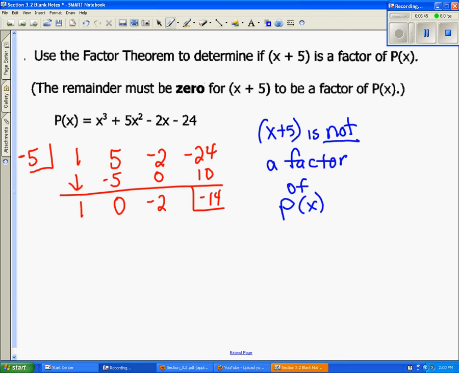Okay, the remainder has to come out to be 0. If it comes out to be 0, then we would say yes, it is a factor. When this does not come out to be 0, we say no, it is not.